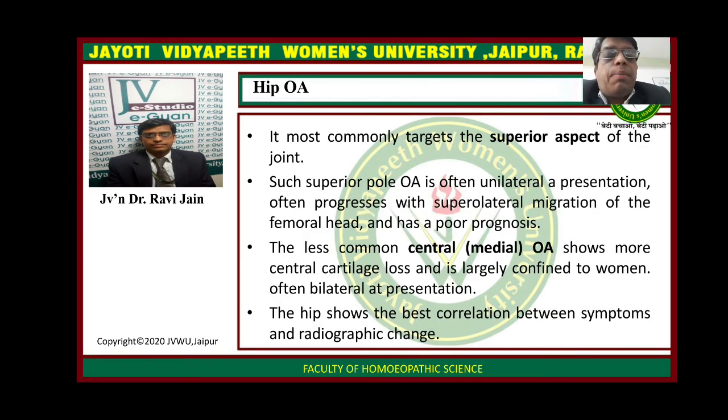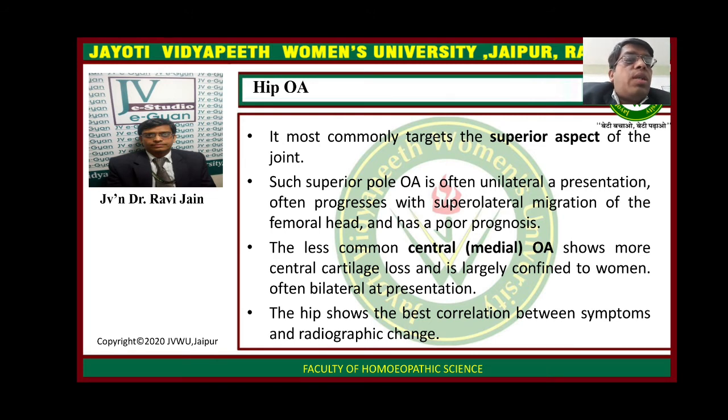Next, we come to hip osteoarthritis. When the hip joint is involved in osteoarthritis, it most commonly targets the superior aspect of the joint. Such superior pole osteoarthritis is often unilateral in presentation and often progresses with superolateral migration of the femoral head and has a poor prognosis.